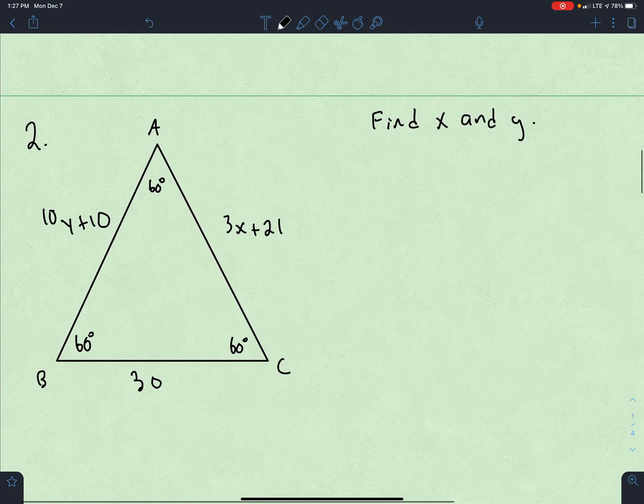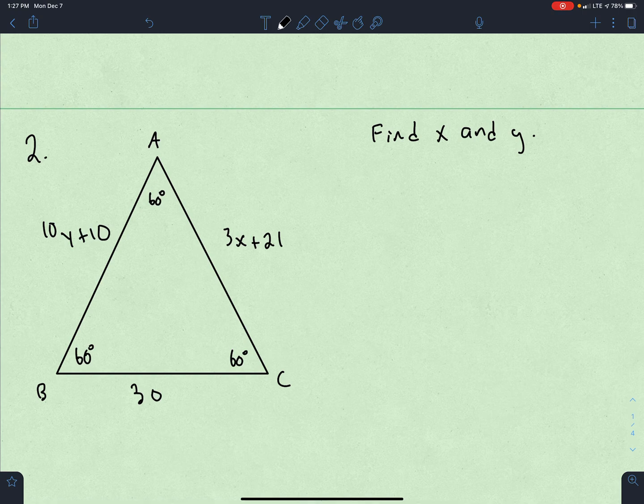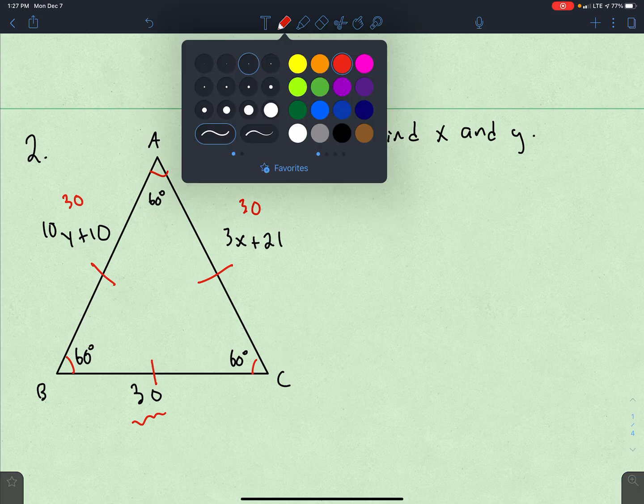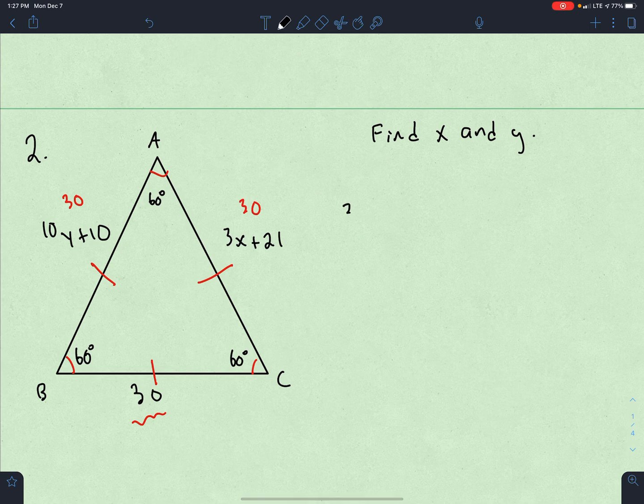All right, moving on. Number 2 says find x and y. First things first, look at the angles. We know that all of these are 60, and if all three angles are the same, then we know all three sides are congruent. Now we know that this is 30, so all of these other sides are also going to be 30. And we just have to set up equations to solve for what those variables are. So if I want to find what x is, it would be 3x plus 21 is equal to 30, because I know that side has to be 30 since it's the same as BC.